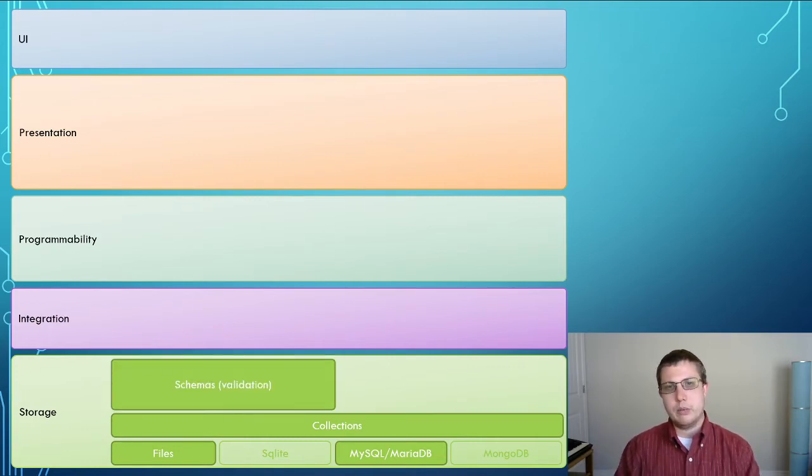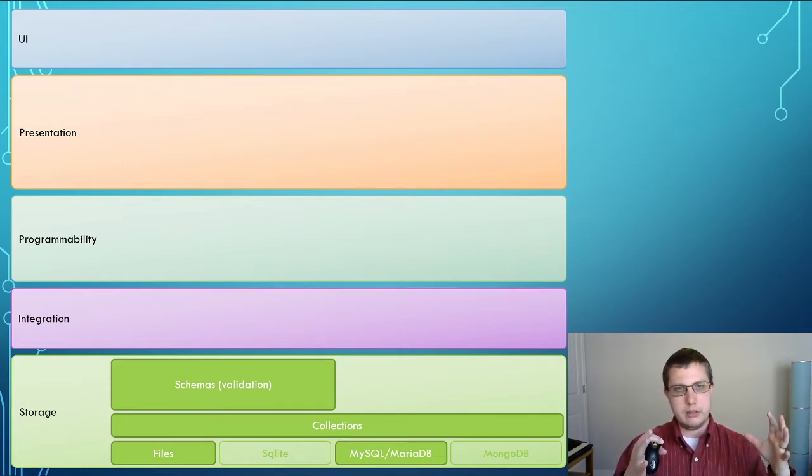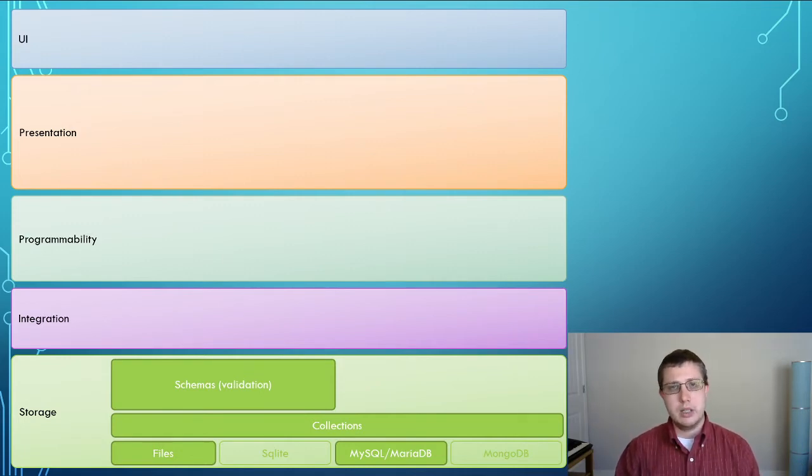On top of that, we have schemas, which is our way of describing the structure of the items in a particular collection. Collections don't have to have a schema, but they can. If you have a schema, you can validate some fields, you can auto-populate some fields, and there's other functionality built in that we'll explore in a future video.